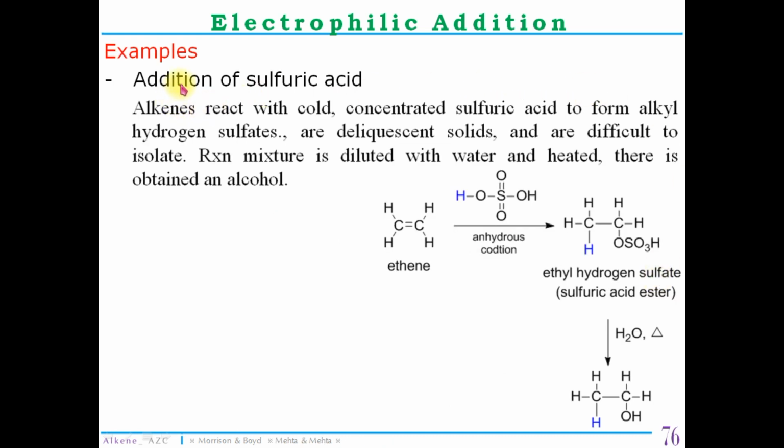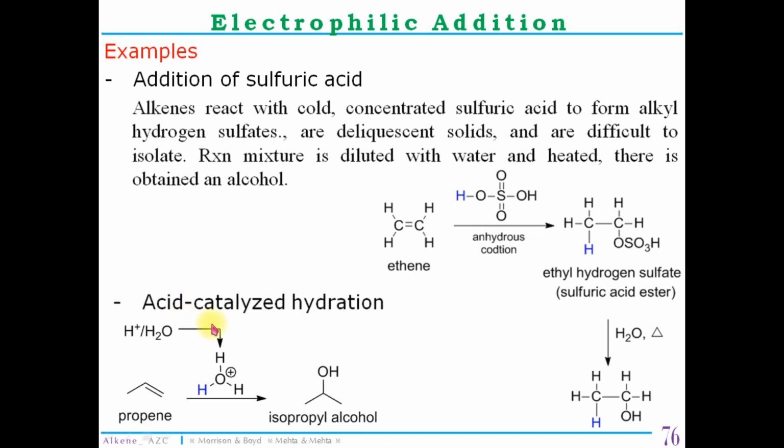Examples where there is addition of sulfuric acid: alkene reacts with cold concentrated sulfuric acid to form alkyl hydrogen sulfate. They are delicate solids and are difficult to isolate. The reaction mixture is diluted with water and upon heating we will get alcohol. In acid catalyzed hydration, propene is reacted with protonated water, which gives alcohol.